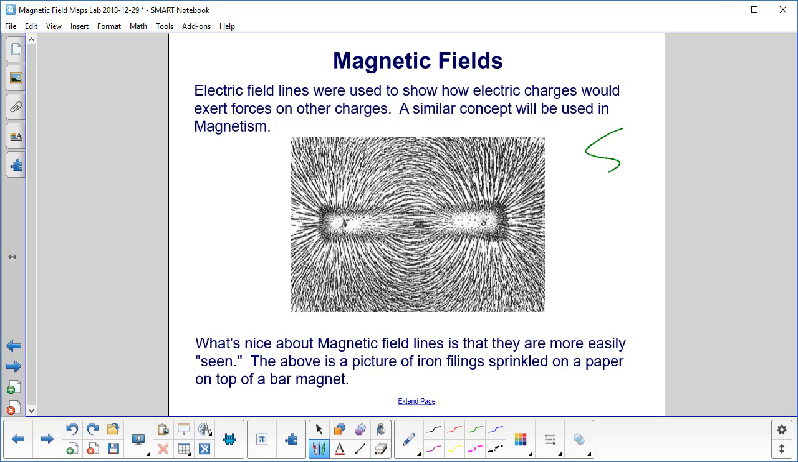So here's the iron filings, all these little things, and this is a great demonstration if you have this in your lab and you have a bar magnet underneath a sheet of paper. And you can see all these filings are lining up in these patterns. Those align with the magnetic field. Now obviously the magnetic field is invisible, but you can see its effects certainly more directly than you could with the electric fields.